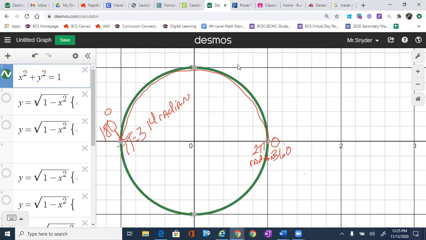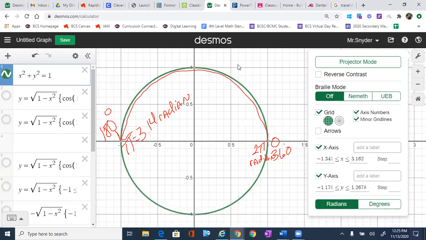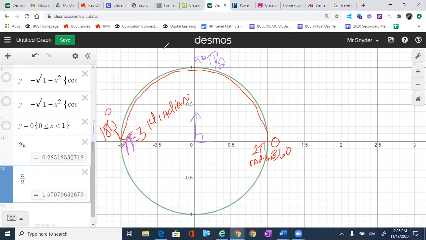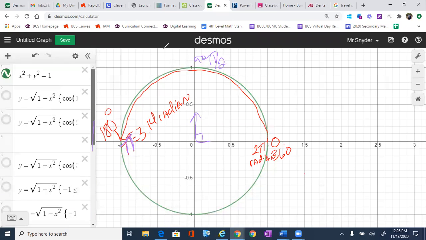Now, with that being said, let's find out some more. We have 2 pi at 360 degrees. We have 180 degrees, which is pi. What do we know about 90 degrees? At 90 degrees, which is that way, we know that there's pi here. We could cut that in half and say pi over 2. Well, what is pi over 2? We can type in pi divided by 2. That's 1.57 radians.